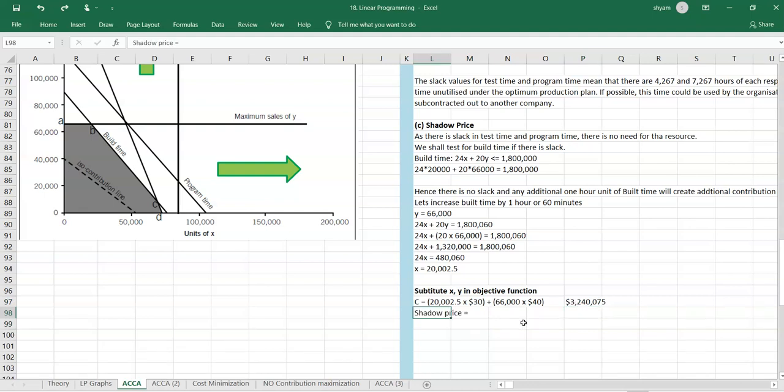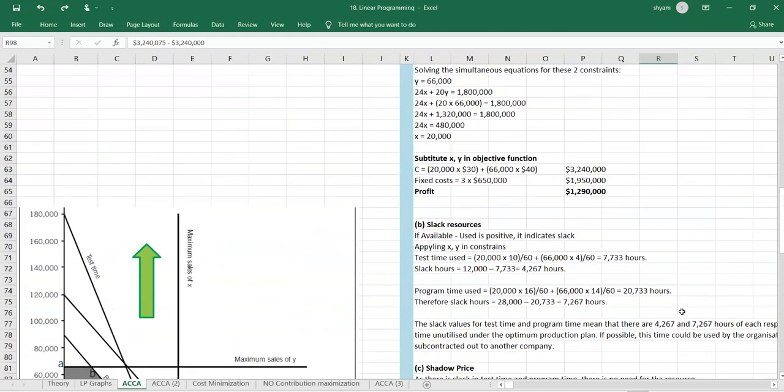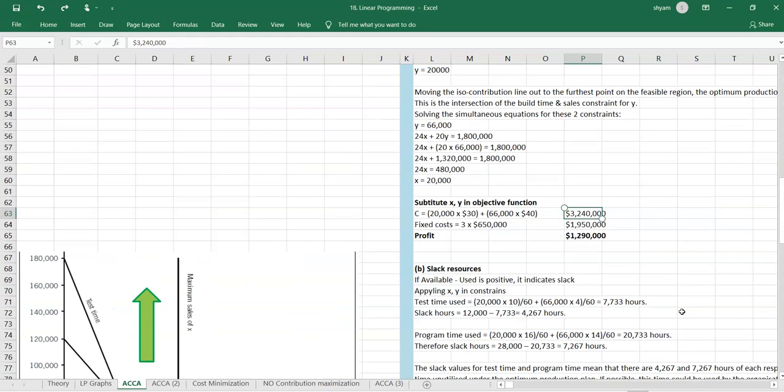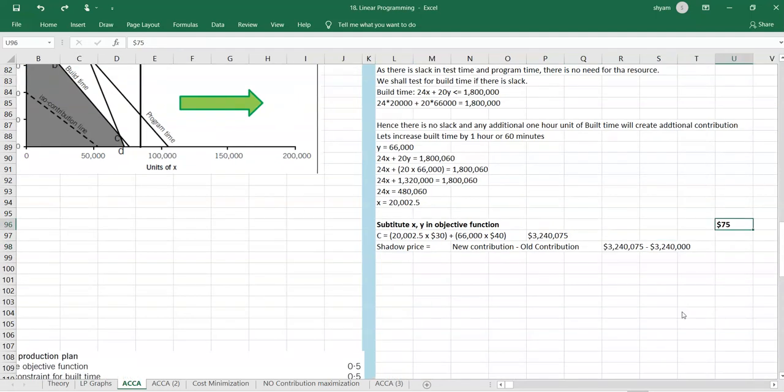3,240,075. So the shadow price will be new contribution minus old contribution. New contribution was this number. We already found the old contribution. Where did we find it? See, this is the old contribution. Now you get new units of x. So 75 is your shadow price.